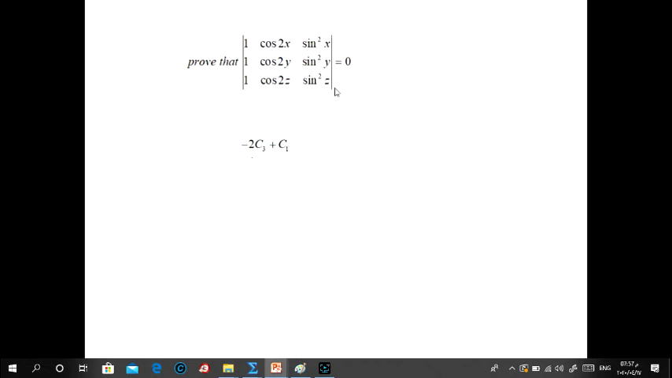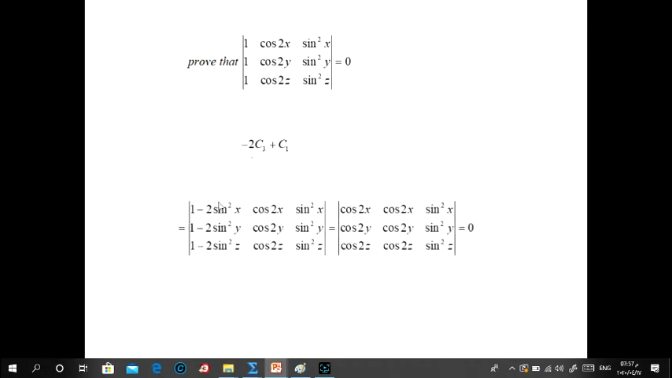multiply the third column by -2 and don't pay for it. It is for free because you will add it to the first column. So this is the answer: 1 minus 2 sine square x, minus 1 minus 2 sine square y, 1 minus 2 sine square z. So this will be cosine x, cosine 2x, cosine 2y, cosine 2z, just the same as the second column. So the value will equal 0.